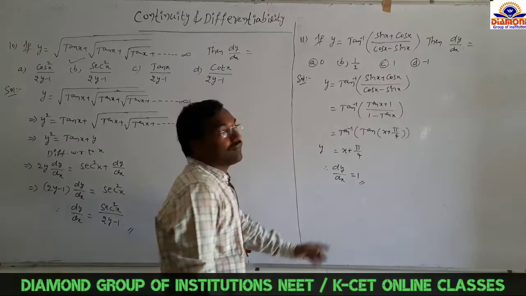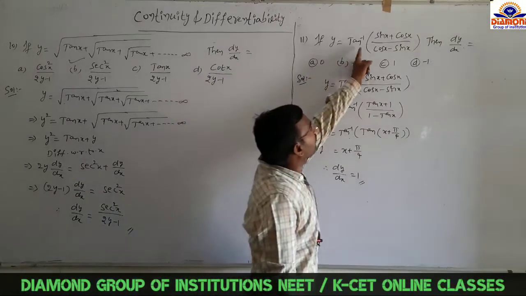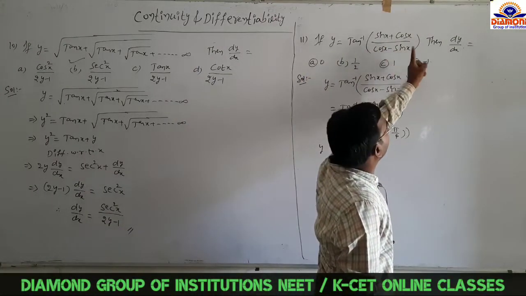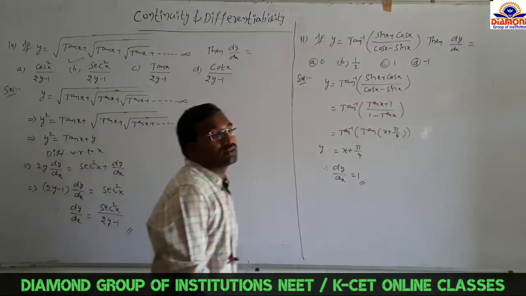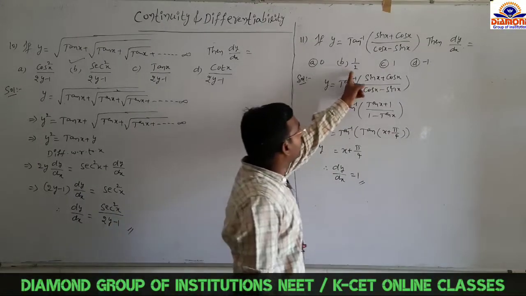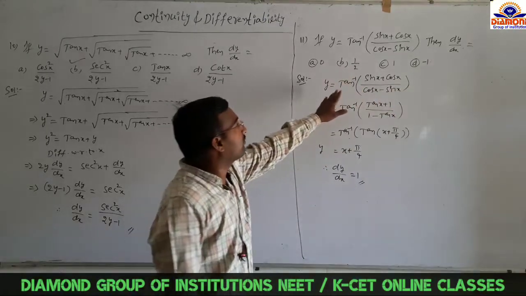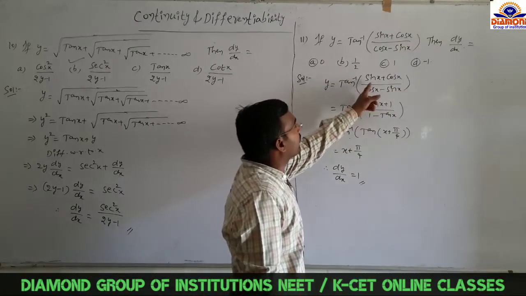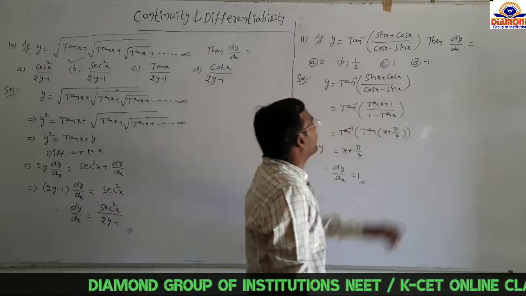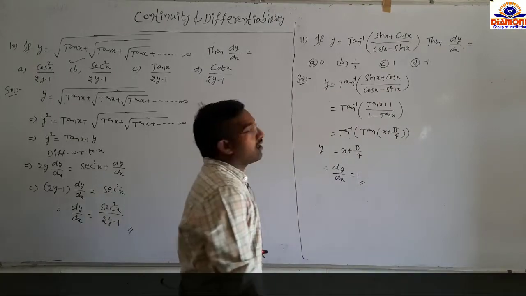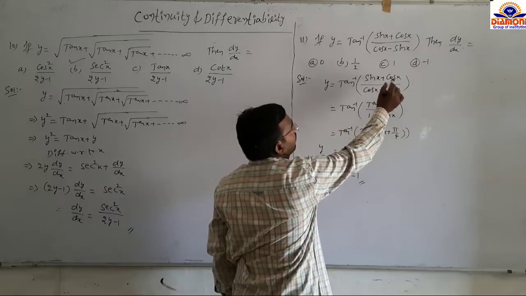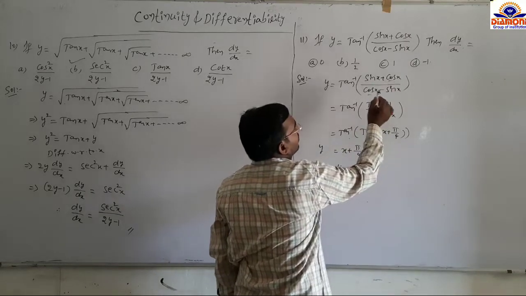Next one. If y equal to tan inverse of sin x plus cos x by cos x minus sin x, then dy by dx equal to what? Option A 0, option B 1 by 2, option C 1, option D minus 1. First take the given function y, y equal to tan inverse of sin x plus cos x by cos x minus sin x. From the numerator and denominator, take cos x common.